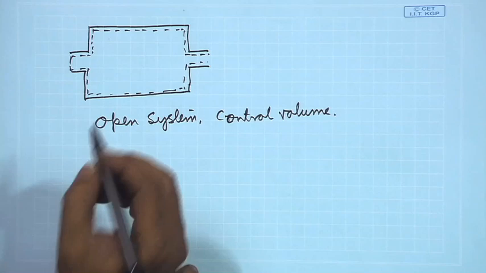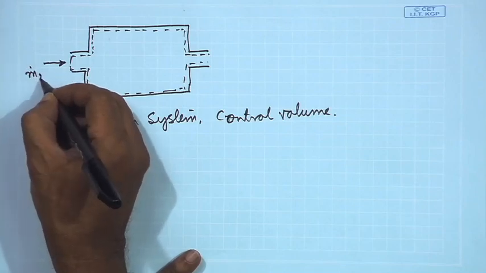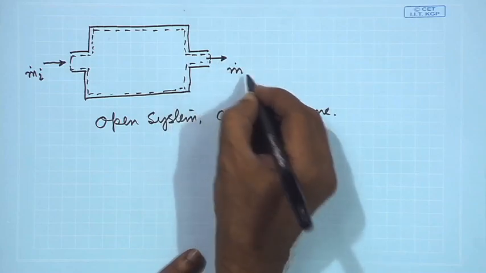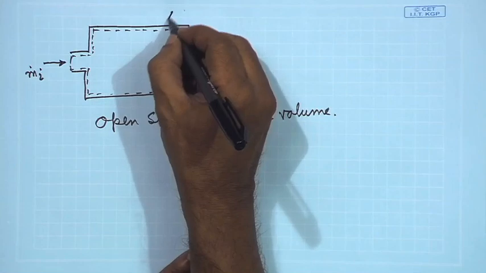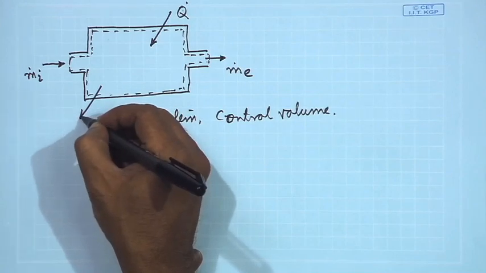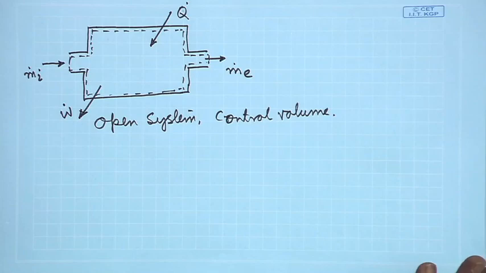In this, some mass is entering, let us say we denote it m dot I, the mass flow rate at the inlet, and some mass is going out of it, m dot E. There is some sort of heat interaction, which is Q dot, and some sort of work interaction, which is W dot. So, this is a general representation of an engineering system or open system, where there is mass flow in, mass flow out, some amount of heat interaction between the system and the surrounding, and some amount of work interaction between the system and the surrounding.